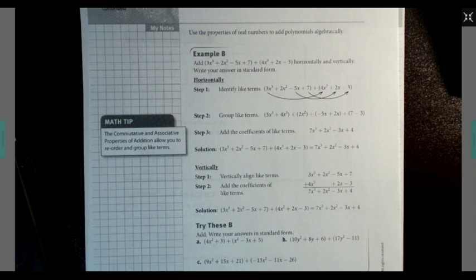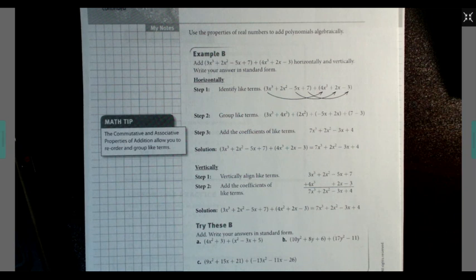The next section says, use the properties of real numbers to add polynomials algebraically. They have the horizontal method or the vertical method. I tend to prefer the vertical method. And the vertical method just says you align your like terms and you add the coefficients of your like terms vertically. So they're like stacked one on top of the other.